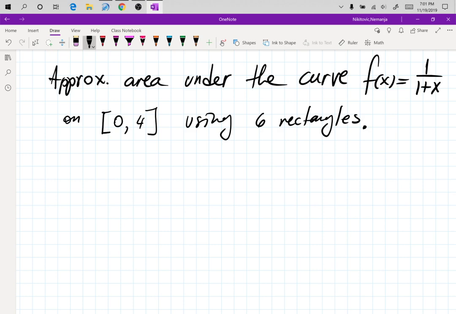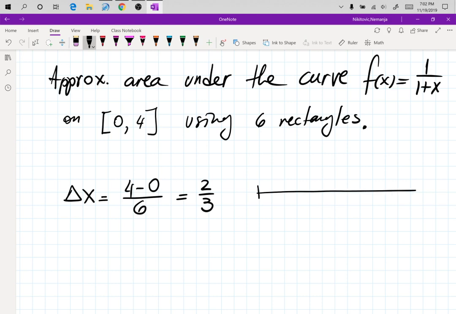Let's take a look. We'll start with the left, so that's going to be in red. Actually, hold on. The partition is going to be the same for both. I start with delta x, which is 4 minus 0 divided by 6 to get 2/3. So delta x is 2/3, and then I will make 6 partitions.